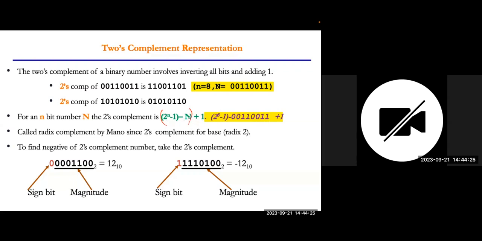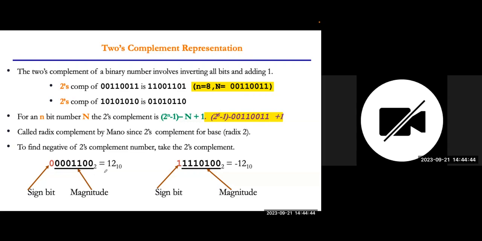So it will give 2 to the power of n minus 1 plus 1. If you simplify this, you will get that the 2's complement formula is 2 to the power of n minus N is the 2's complement of any number.